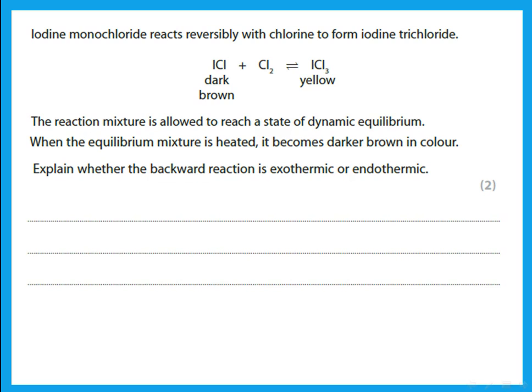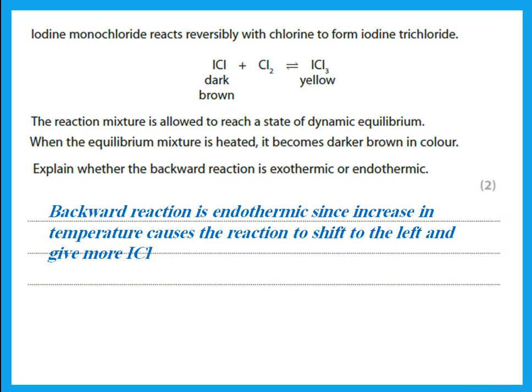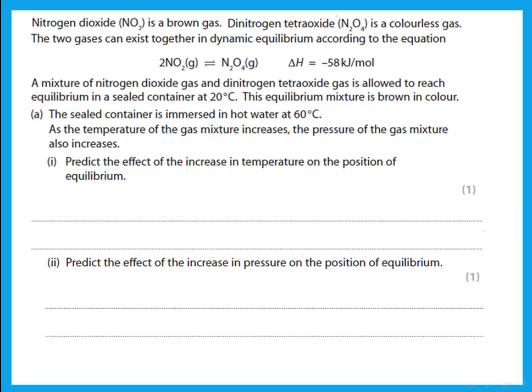Now, explain whether the backward is exo or endo. If I raise the temperature and it goes backward, that means the backward is endo, because we said raising the temperature will cause the reaction to go to the side that is endo. And that's why it gave more ICl, and that's why the color became dark brown.